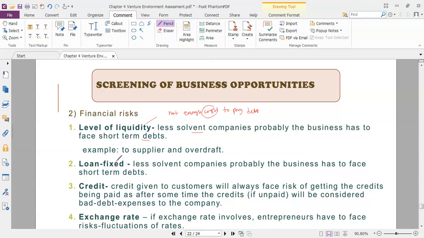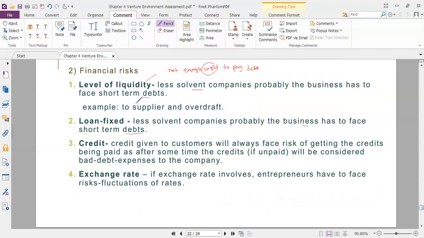And then second one is loan fixed less solvent companies. Probably the business has to fix the short term debts. Dia tak boleh nak buat loan dalam jangka masa yang panjang. Then the third one is credit. Credit given to customer will always face risk of getting the credit being paid, as after some time the credit only becomes bad debt.